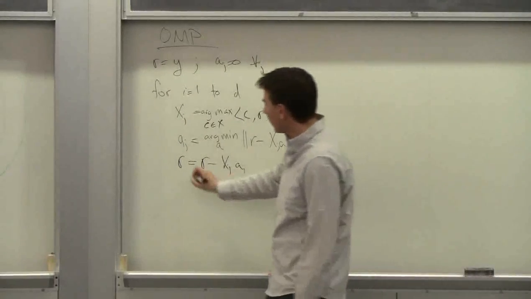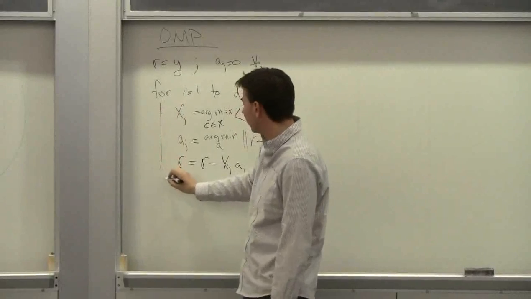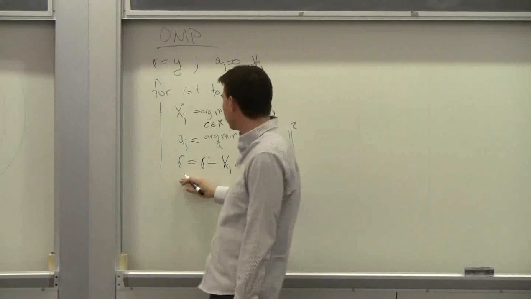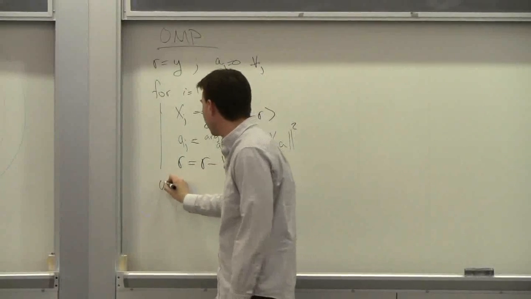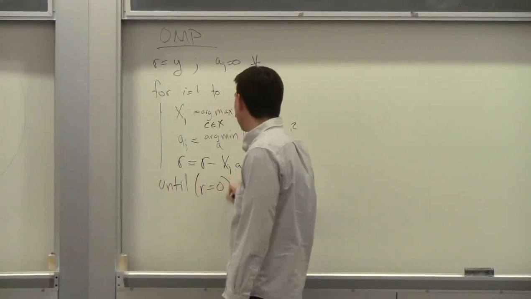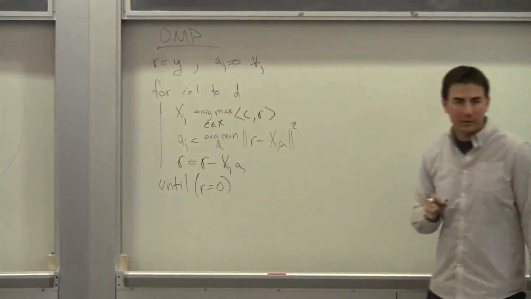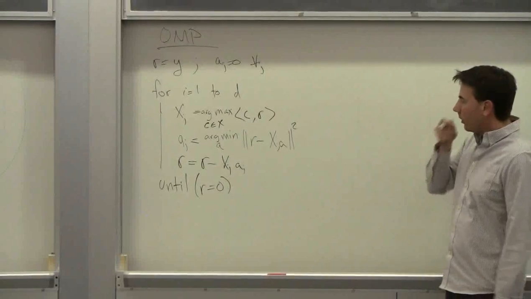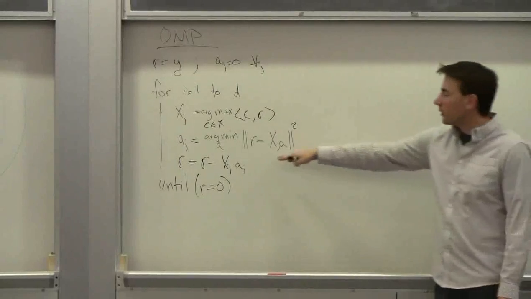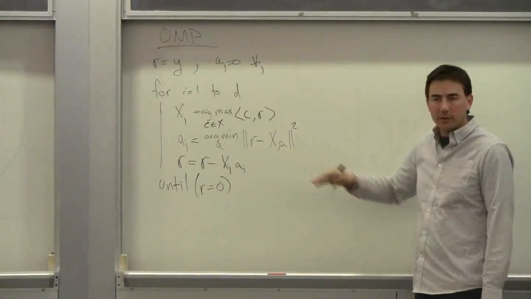And then I repeat this for loop, either some number of steps or until this residual is empty, or I can say until R equals 0. So hopefully, eventually, I explain this. Okay, so this was the least squares step here, but I don't want to do least squares.